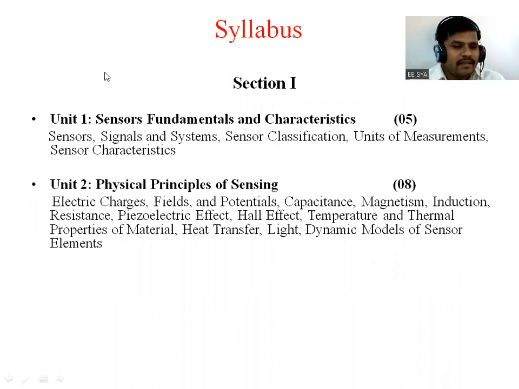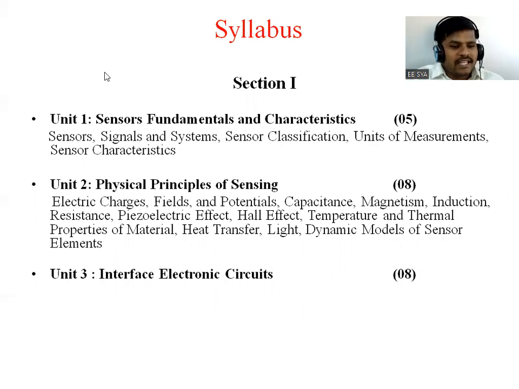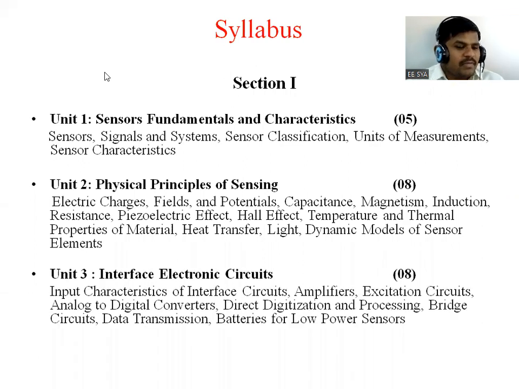Next one, the light principle. I think you have already studied in physics the phenomenon of light, scattering phenomenon, incident light, refracted light, then the reflection concept. So this we want to discuss here. Then the dynamic model of the sensor element. So we want to understand the dynamic model of the sensor element. Okay. Next one, that is unit number 3. It is nothing but interface electronic circuits.